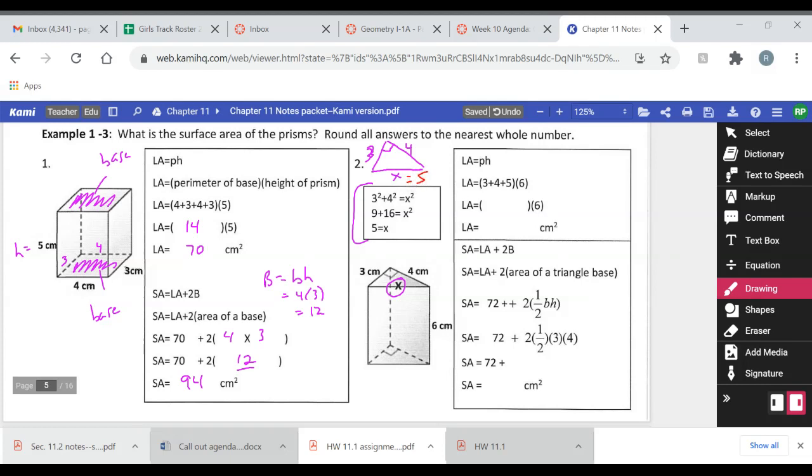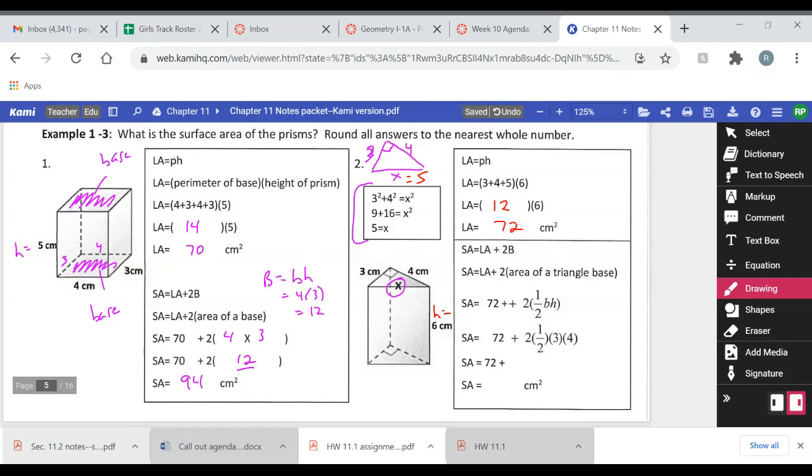Okay, so now for the perimeter of the base, I can say 3 plus 4 plus 5, which is 12. And 6 is the distance between the two bases. So that's my right angle distance between the two bases, and that is 6. So when I'm looking at the height, I'm talking about the height of the whole prism. So now I'm not just looking at the base anymore. I'm looking at the distance between the two bases. And now if I multiply 12 times 6, I get 72 centimeters squared.